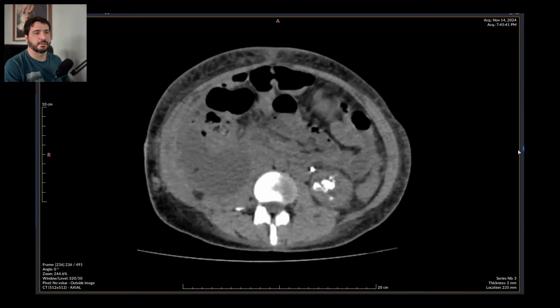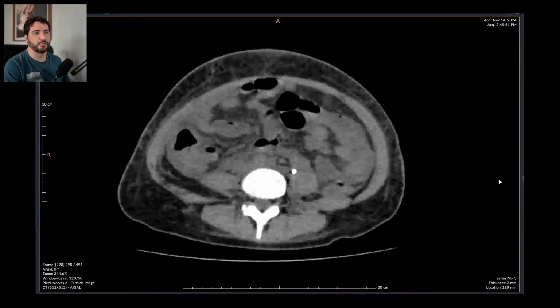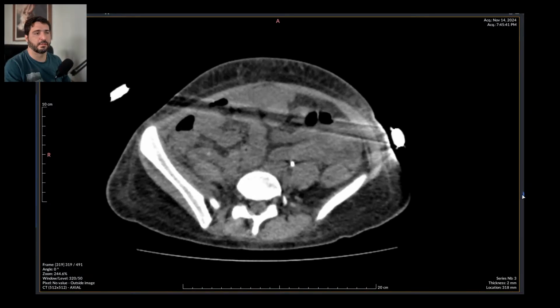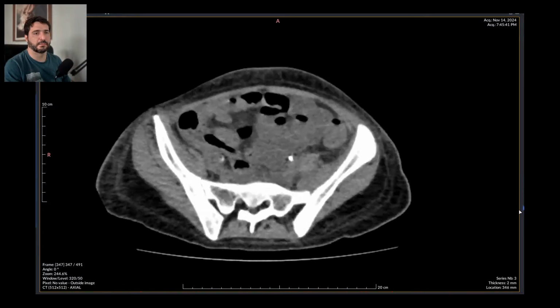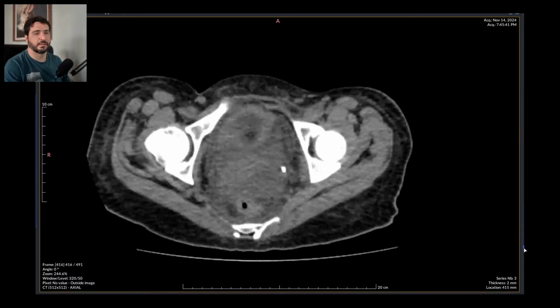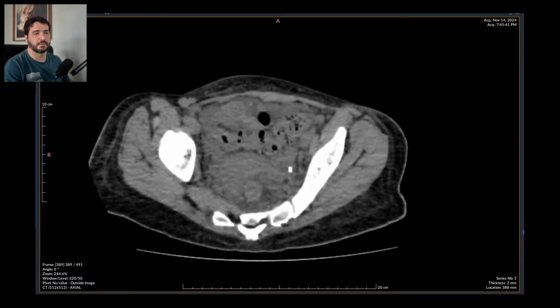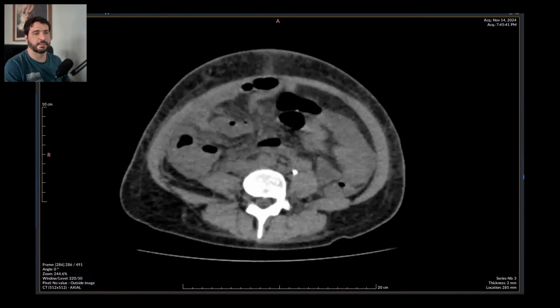Oh, this is so bad. So badly done. They didn't take off her metal monitoring devices, so it's filled up with artifacts.